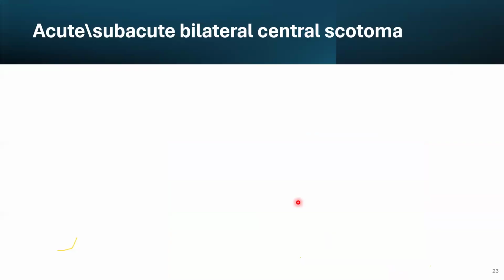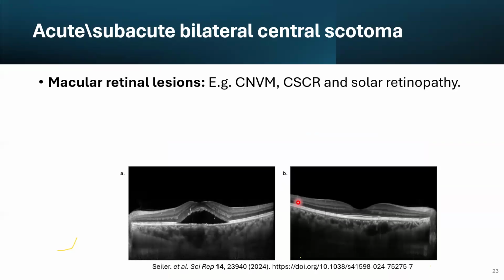Acute, subacute, bilateral central scotoma. First, rule out ocular conditions. Rule out macular conditions like CSCR, choroidal neovascular membrane, solar retinopathy by doing an OCT examination. OCT will give you a lot of information that cannot be seen by your eye in the examination. So this is a normal OCT, and here is an OCT with central serous chorioretinopathy, where you see the fluid under the fovea. And this can cause central visual loss.